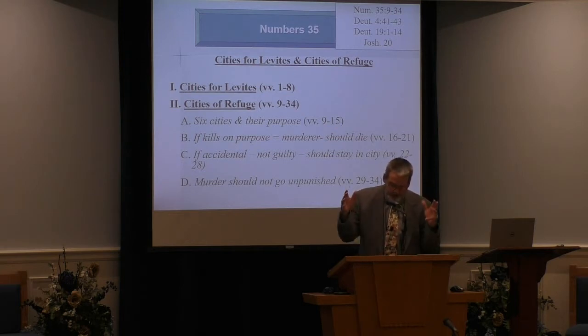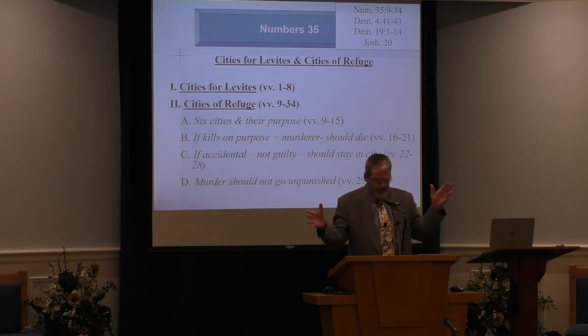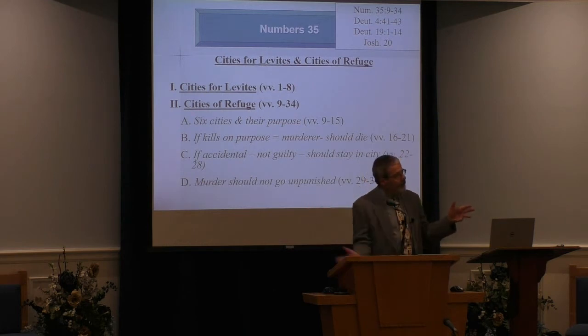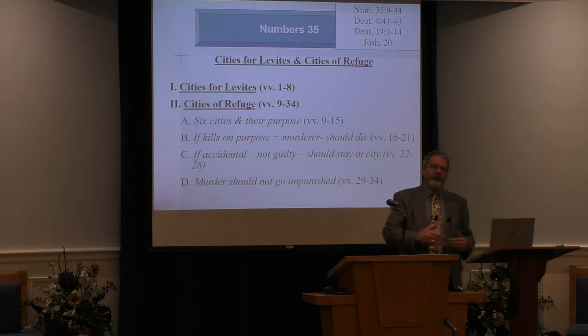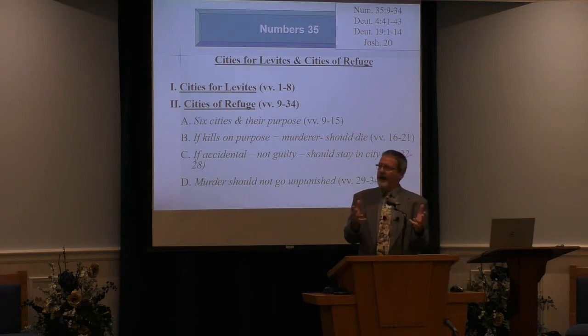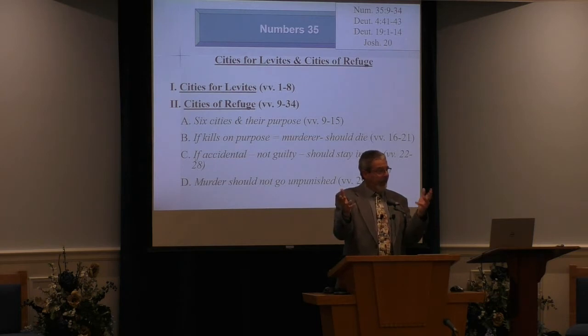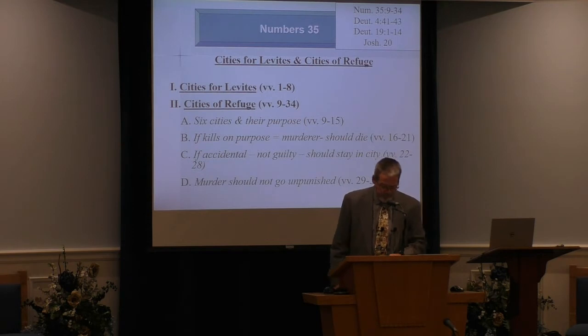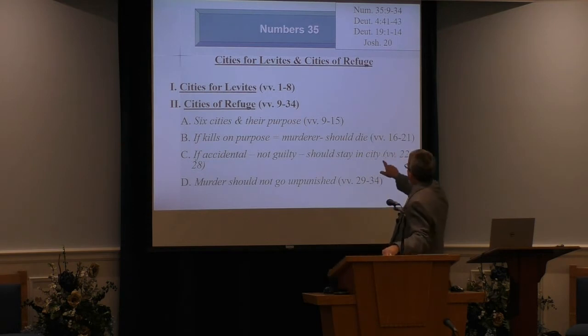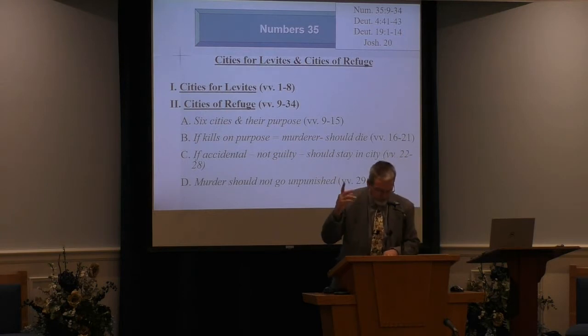Then the congregation shall judge between the manslayer and the avenger of blood. So as the avenger is trying to seek him, he goes to the city of refuge. They're going to basically put him on trial, and they're going to judge between the manslayer and the avenger, and pass some judgment whether this was accidental or premeditated. Does he fit the category of verses 16 to 21, or was it accidental? That's what they're going to do. We'll see more about that in Joshua 20.